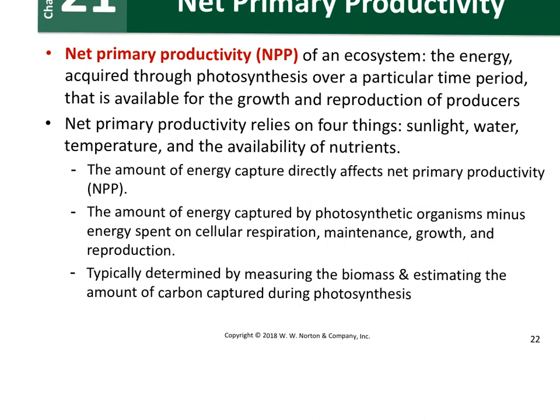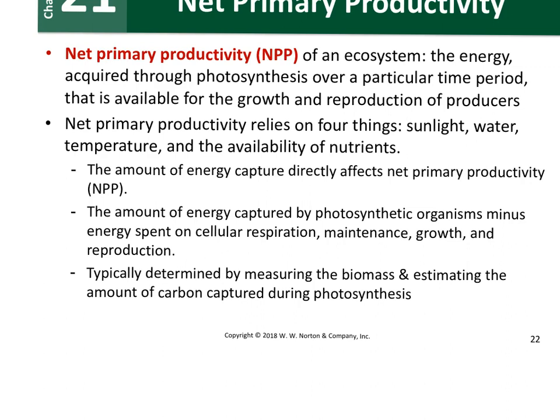And so plants, they have to spend energy as well on cellular respiration, maintenance, growth, and reproduction. So that's what's taken away. And then all the stuff that the plants actually store in their tissues in the form of glucose, that is the actual net primary productivity.